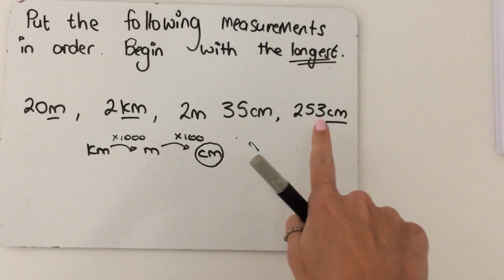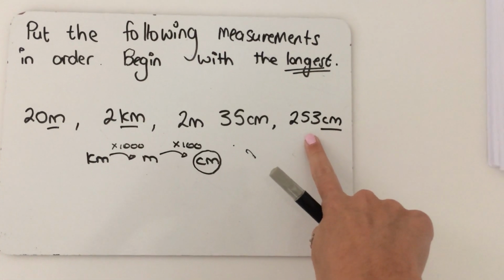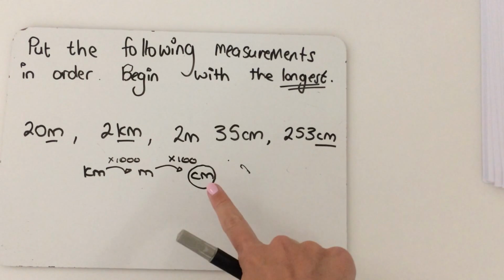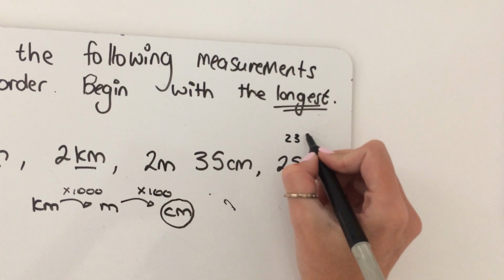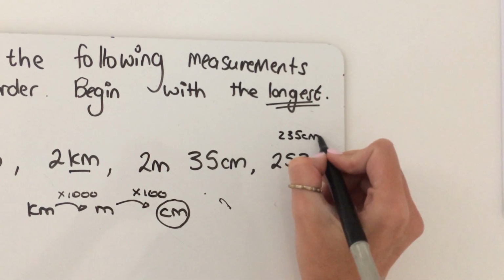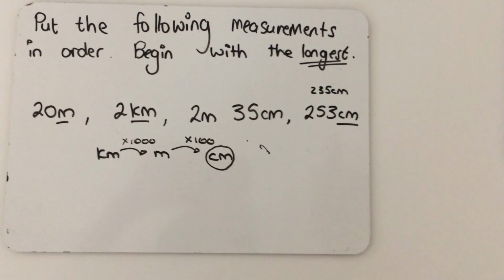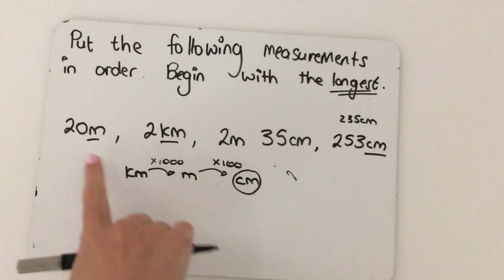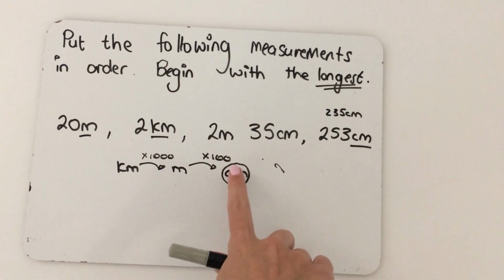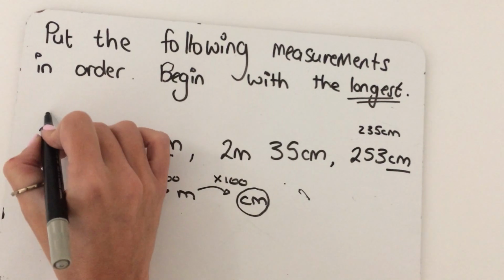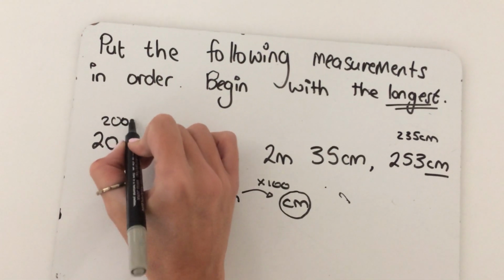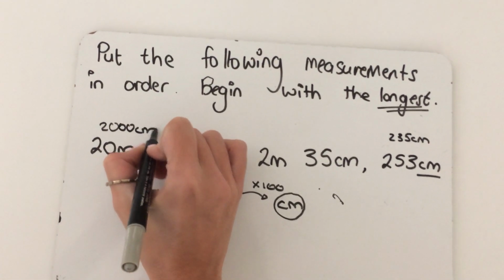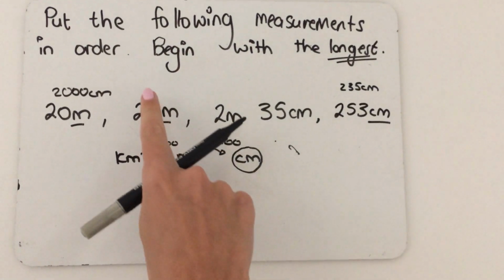So let's start with the easy one. 253 centimeters. It is already in centimeters, and I need the answer in centimeters, so it stays the same. So I'm just going to write on top 253 centimeters. Right. Then we'll look at the 20 meters. To get from meters to centimeters, you times by 100. So you put your 20. 100 is 2 zeros, so you just add 2 zeros. Centimeters.